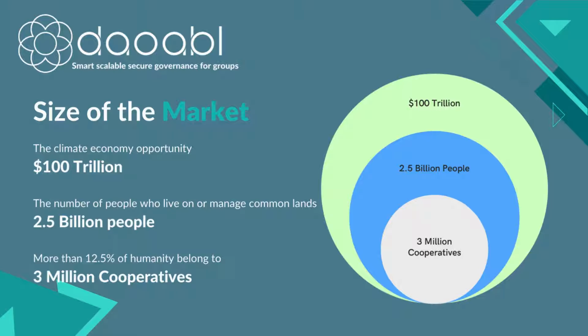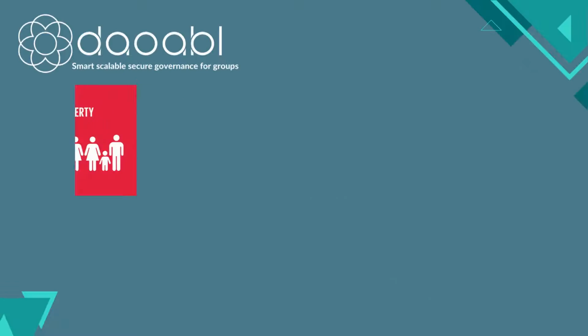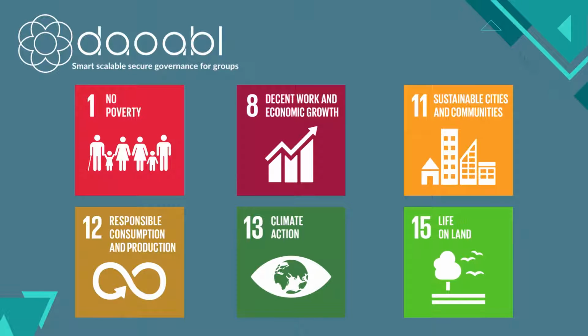To put that into perspective, the yearly global GDP is $100 trillion, and $46 trillion of that is actually coming from natural resources. The number of people in the world right now who live on or manage common pooled resources is 2.5 billion people, and more than 12% of humanity belongs to more than 3 million cooperatives. At its core, DAOABLE is a tool to enable sustainable organizations to grow, scale, and make a bigger impact.